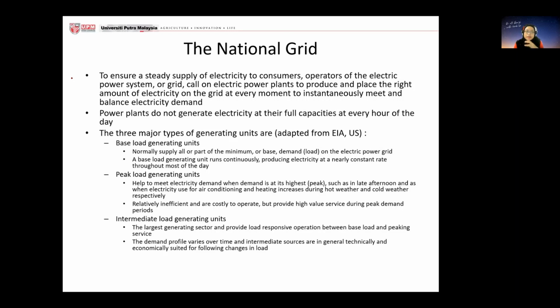And with the existence of the national grid, power plants do not generate electricity at their full capacities at every hour of the day, right? So you don't have to maximize the use, you can optimize it instead. So there are three major types of generating units. You have base load generating units, okay? And these supply all or part of the minimum or base load on the electric power grid. The base load usually runs continuously. They produce electricity at a nearly constant rate throughout the day.